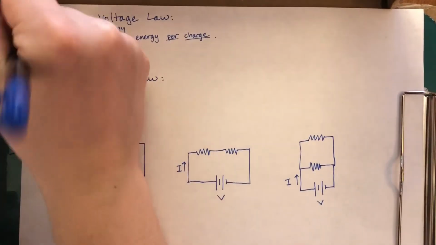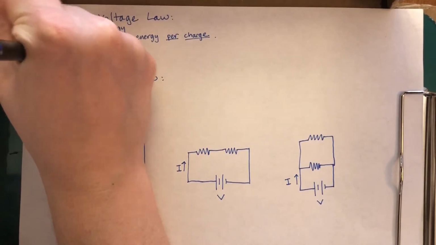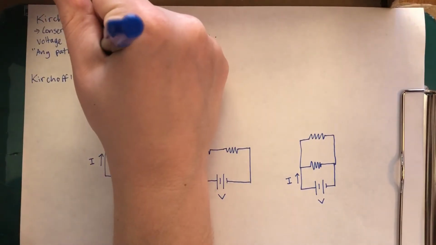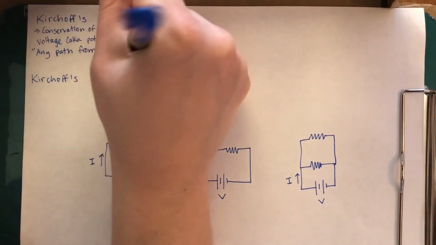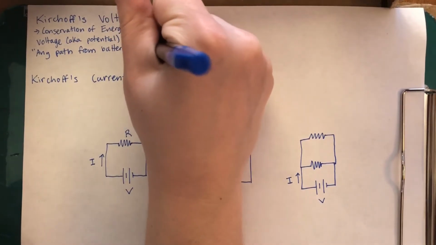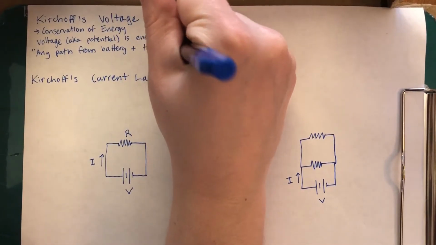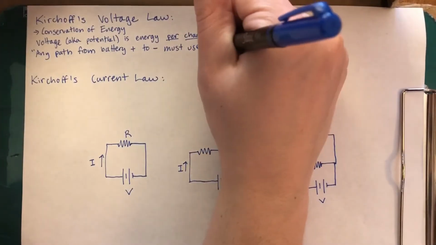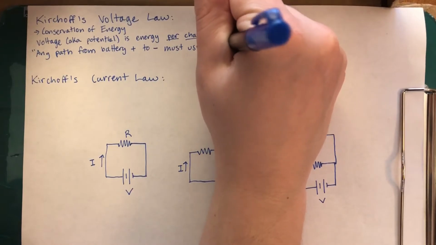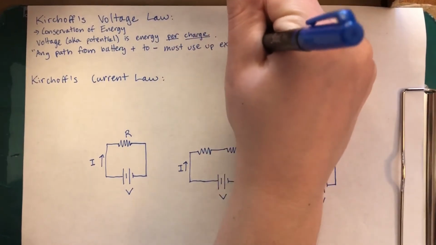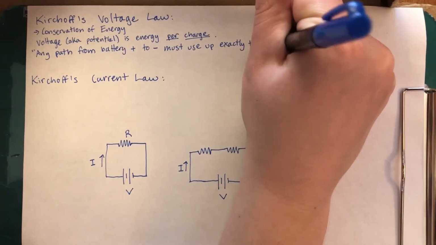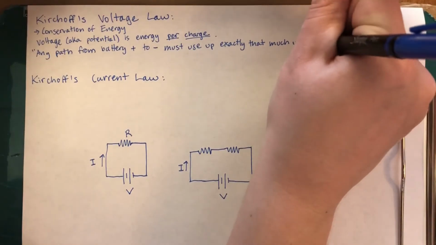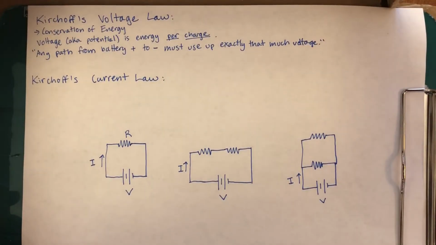So another way to think about this is any path from the battery plus to minus must use up exactly that much voltage. That's one way to think about it.